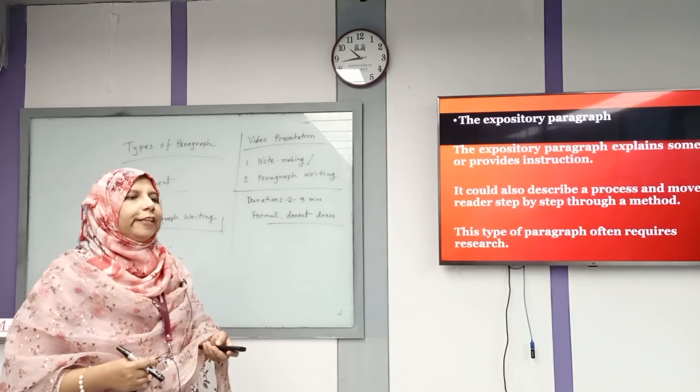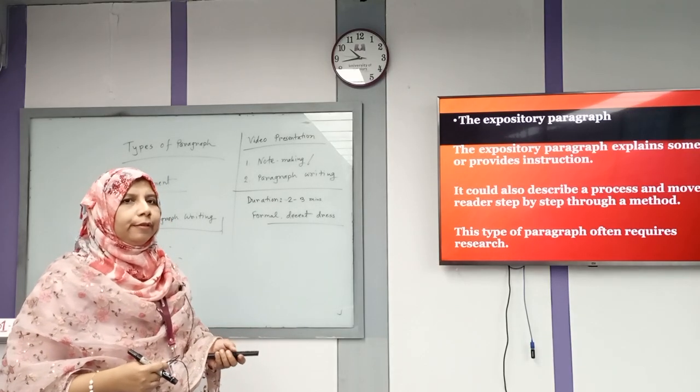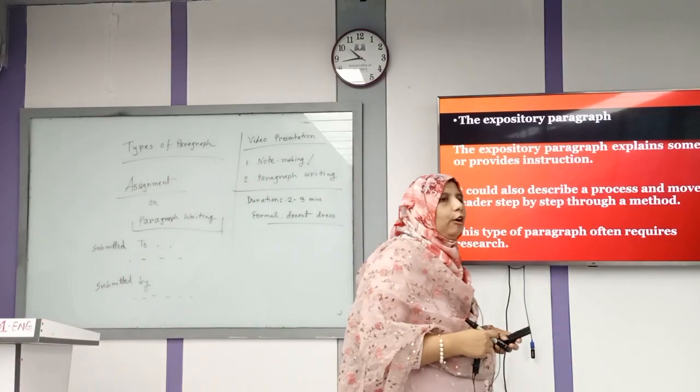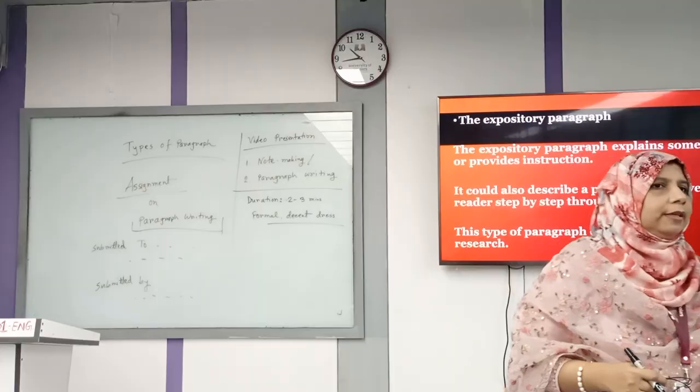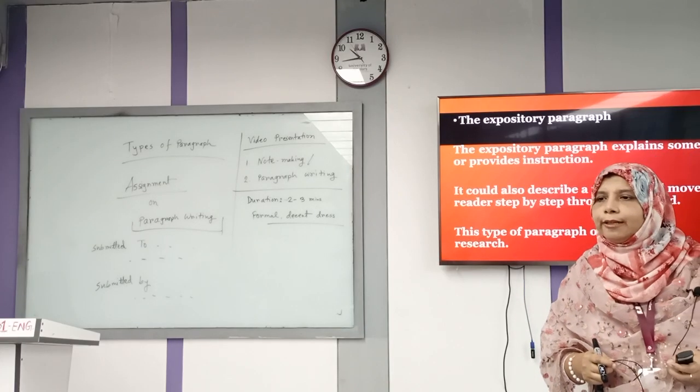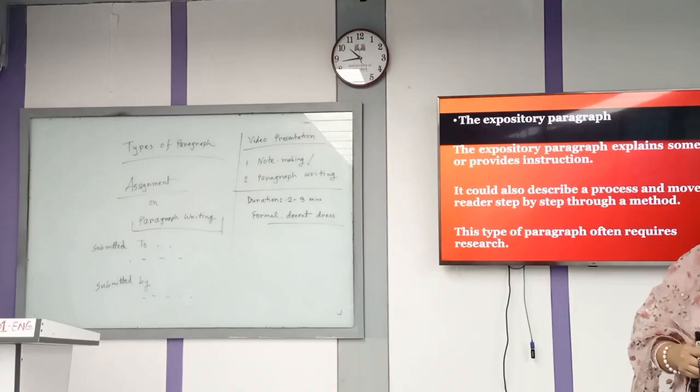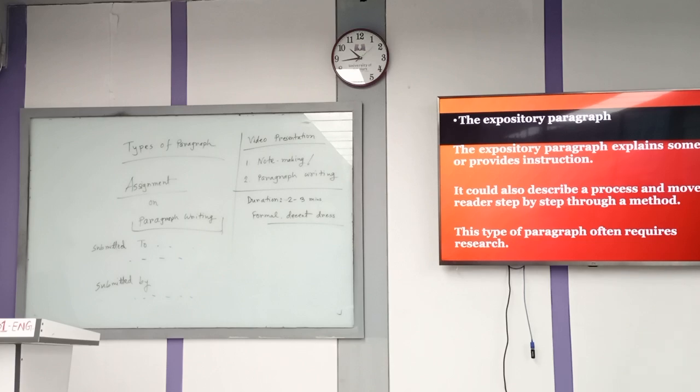Now, expository paragraph. Expository paragraph explains something or provides instruction. That is, you have to explain something, you have to inform the readers. That's why this is called expository paragraph. It could also describe a process and move the reader step by step through a method. This type of paragraph often requires research.